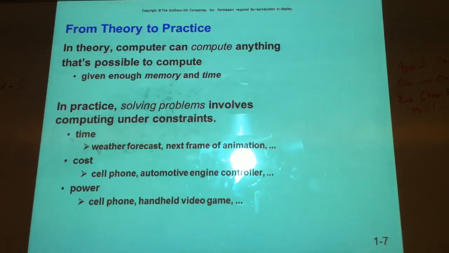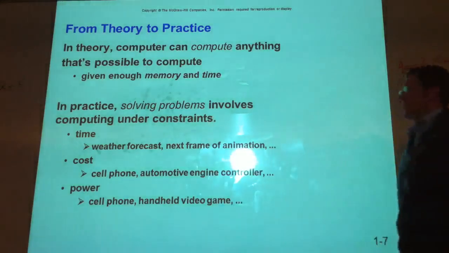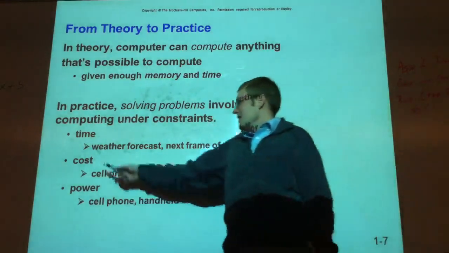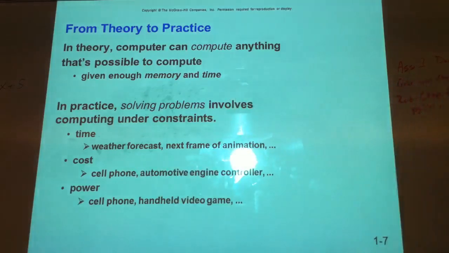So now we're going to talk about solving problems and the constraints of solving problems. Forecasting the weather. Why is time a constraint for weather forecasting? By the time you actually figure out what's going to happen, it's already happened. There's no point in telling me what last night's temperature was now, because it was last night. I don't care what happened. I want to know what the temperature is right now.